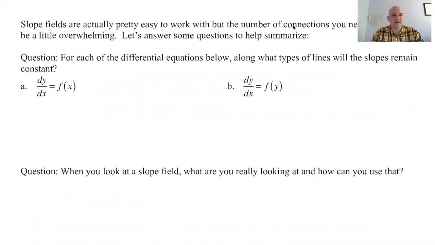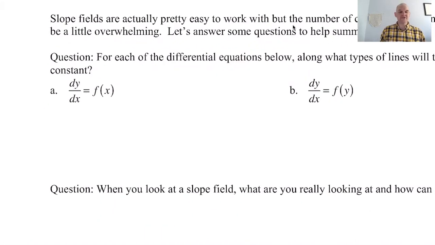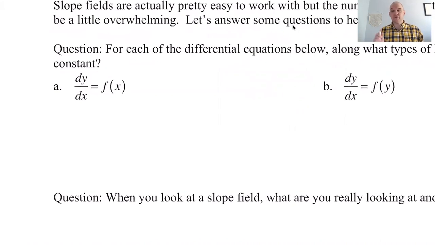So let's see. For each of the differential equations below, along what type of lines will the slopes remain constant? Okay, so this is a big deal. I have issues with horizontal and vertical lines, so I have to go through this thought process every time. So I'm going to kind of write out my thought process. dy/dx equals f of x. Okay, so there is no y in the equation.